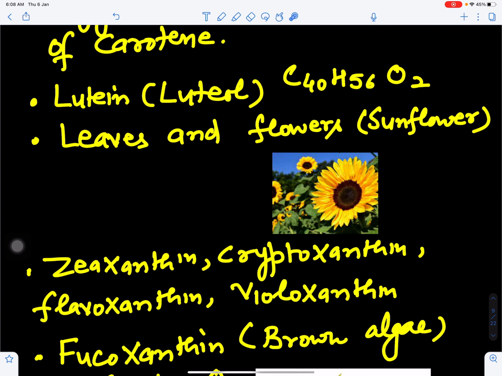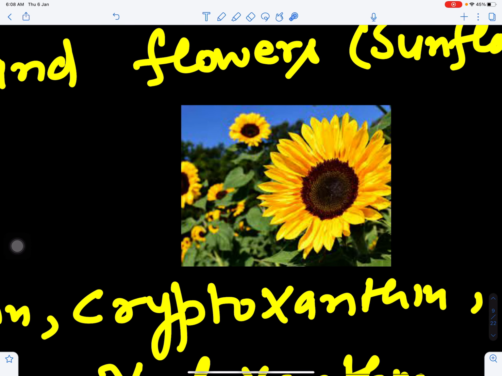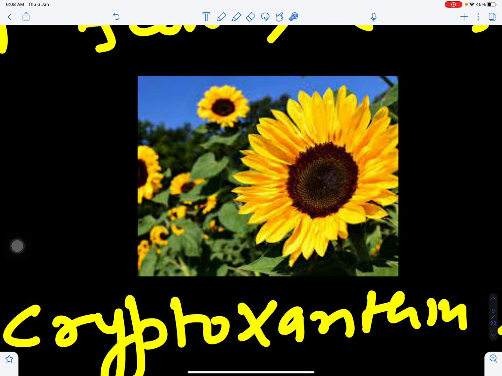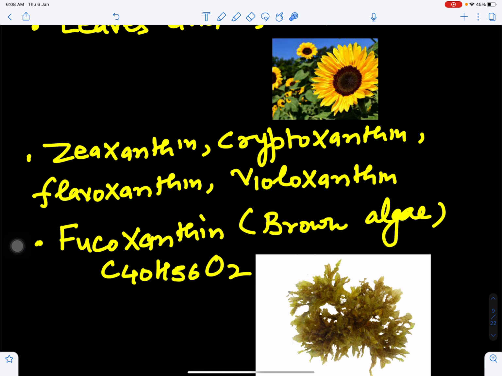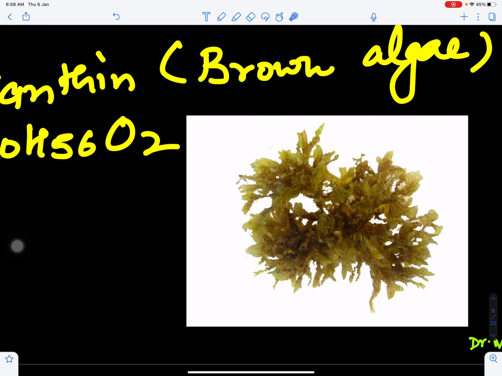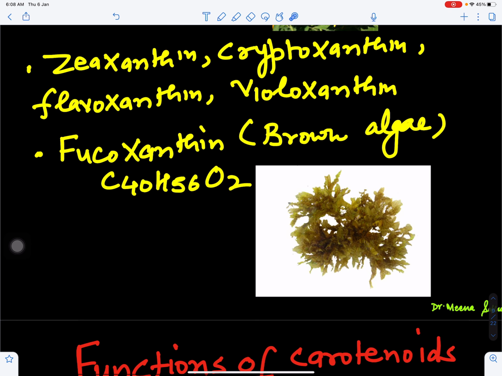These xanthophylls may be found in leaves as well as flowers. We can see here this is the flower of sunflower which is yellow in color, and this is due to the presence of xanthophylls. Other examples of xanthophylls are zeaxanthin, cryptoxanthin, flavoxanthin, violaxanthin, and fucoxanthin, which is also found in brown algae. We can see here this is the brown algae which is found in marine water or sea water, also called kelps.